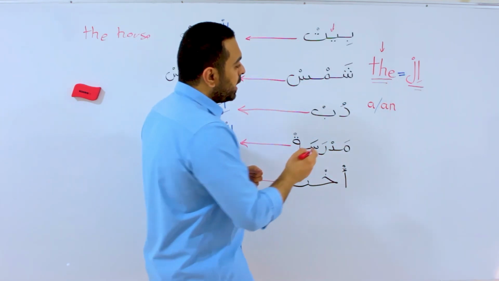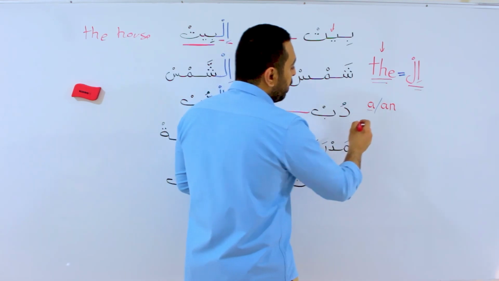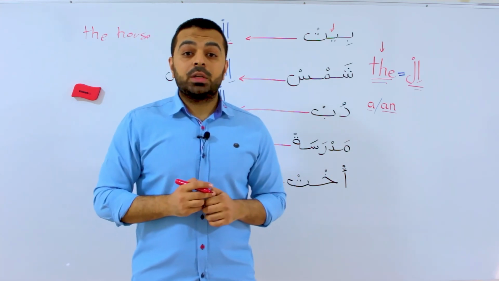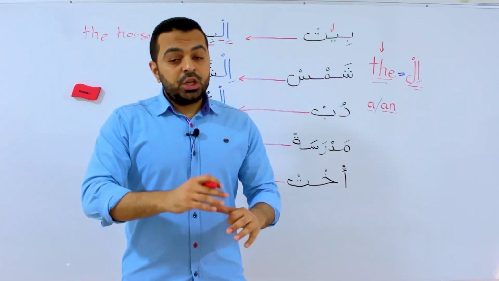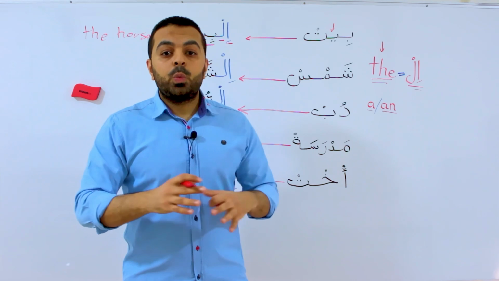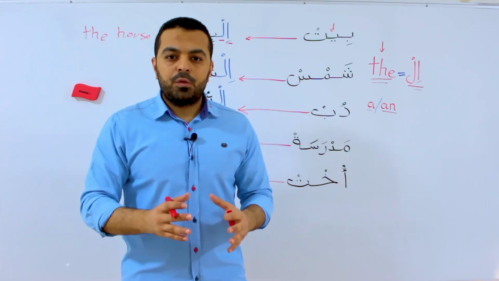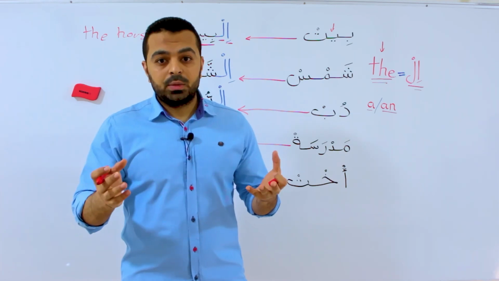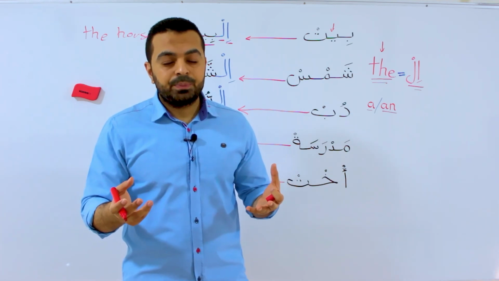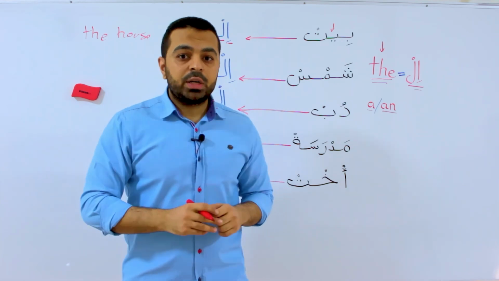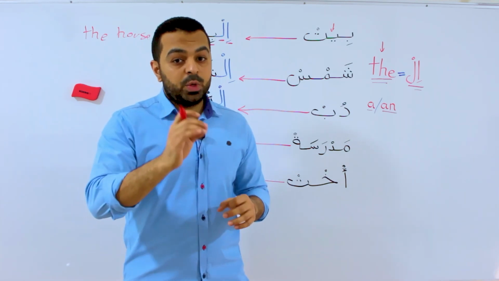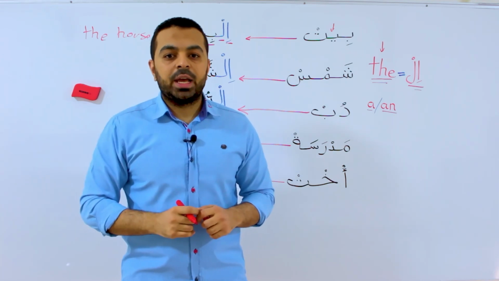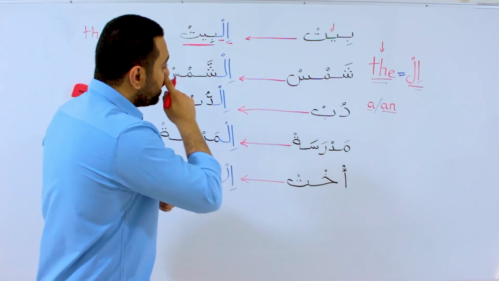Now, what about a house or an apple, for example? The indefinite article. In Egyptian and in Arabic, we don't have an equivalent for the indefinite article. We only say the word without anything to add. However, the definite article is, which is "the" in English, it's il in Egyptian dialect. So let's read this one.